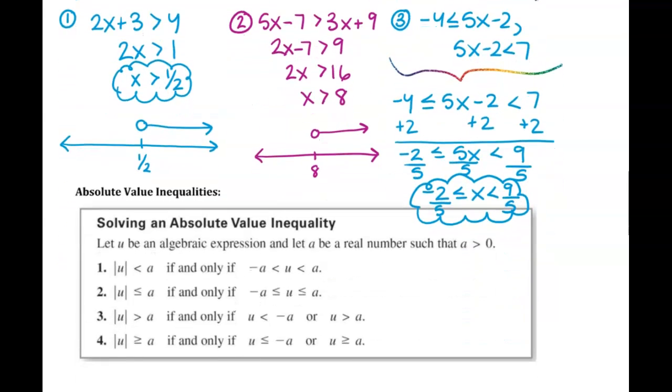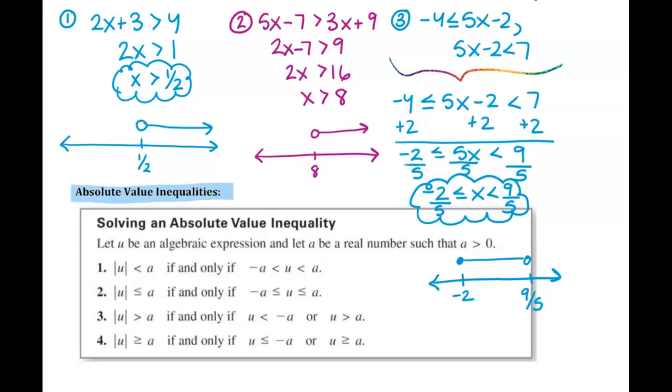And if we graph that, I'm just going to put it down here because I ran out of space. Basically, what's between -2 fifths and 9 fifths, -2 fifths is included, 9 fifths isn't, and we connect. So that would be bounded, right? The other two would be unbounded.